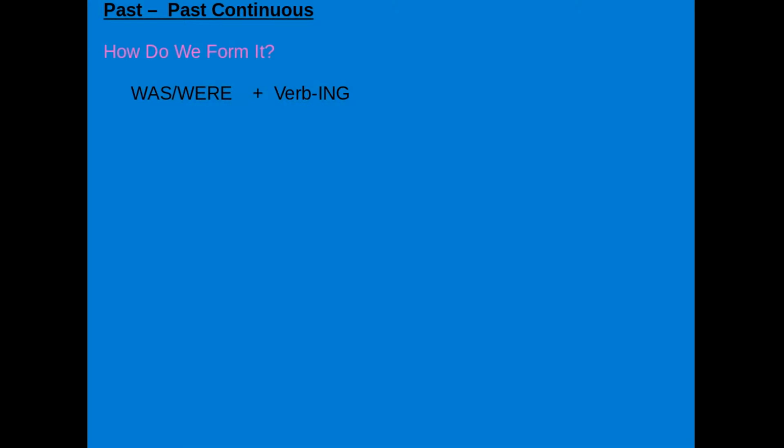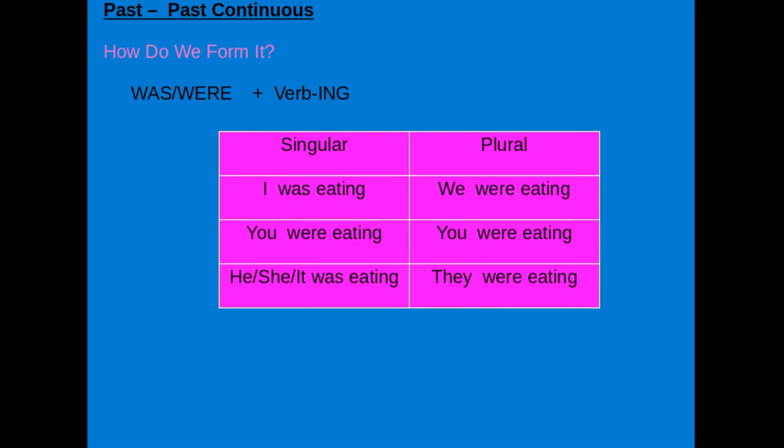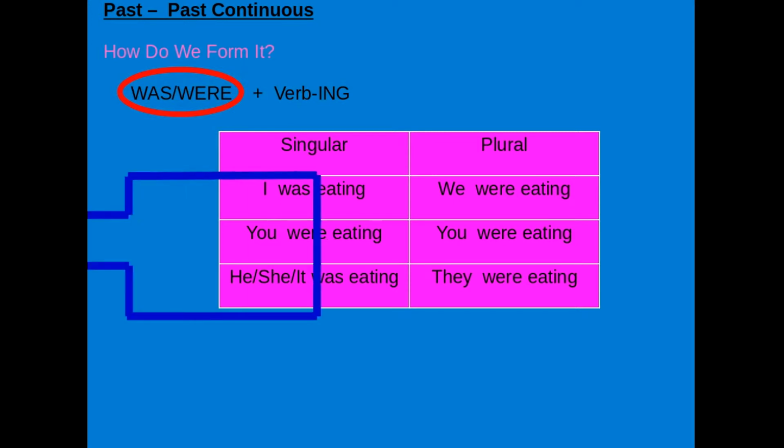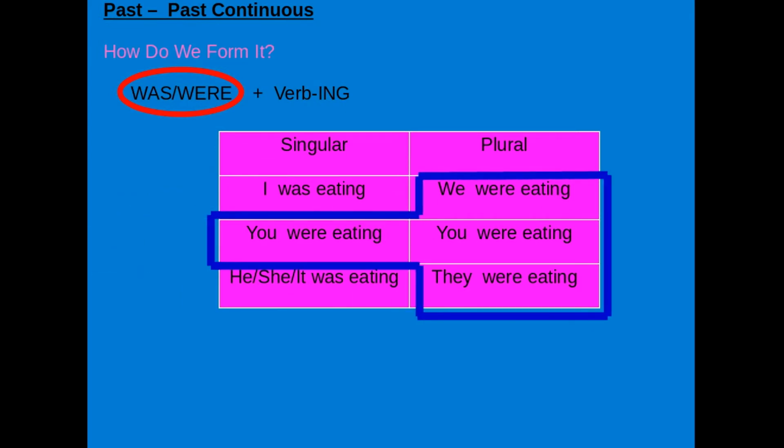How do we form it? Was or were plus verb ing. Here we see I was eating, he, she, and it was eating. All the others are were eating. Was and were are the key to telling us that it's a past continuous. The same kind of pattern again, following verb to be pattern. 4 the same and 2 that are different.